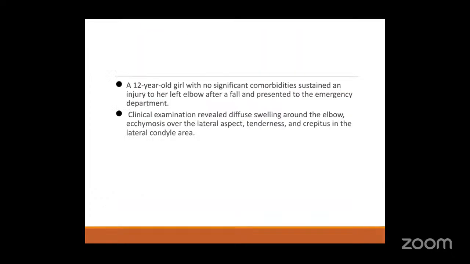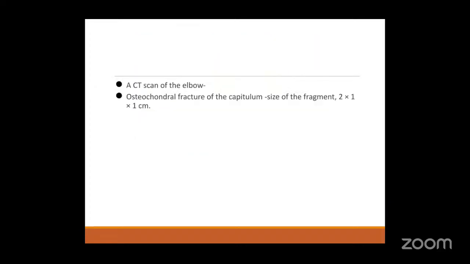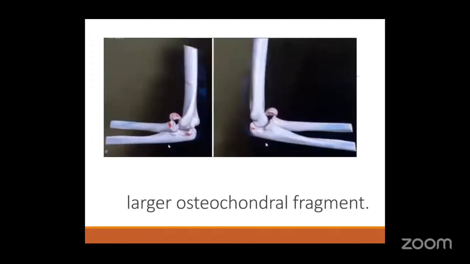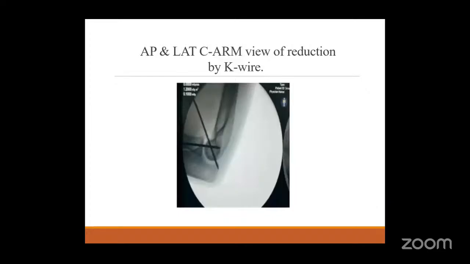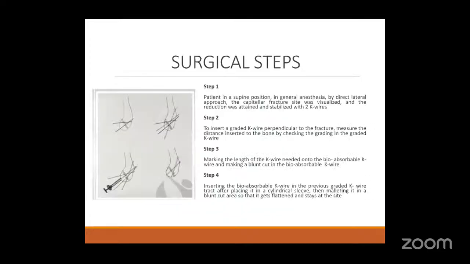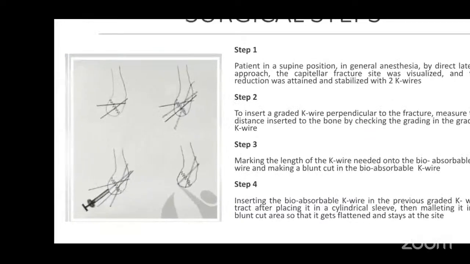And the second case, I will just discuss a 12-year-old girl with an elbow fracture of the capitulum. You can see that there's a small fracture over there, and AP and lateral X-rays are visible. This also we dealt with, took a CT scan, and we found that this is a fracture. We reduced and fixed it initially with K-wires, and then we put the biodegradable pins. Here you can see the fluoroscopy reduction with K-wires. And these are the surgical steps that one should be very careful about while reducing it. The first one is to reduce it and fix it provisionally with K-wires.